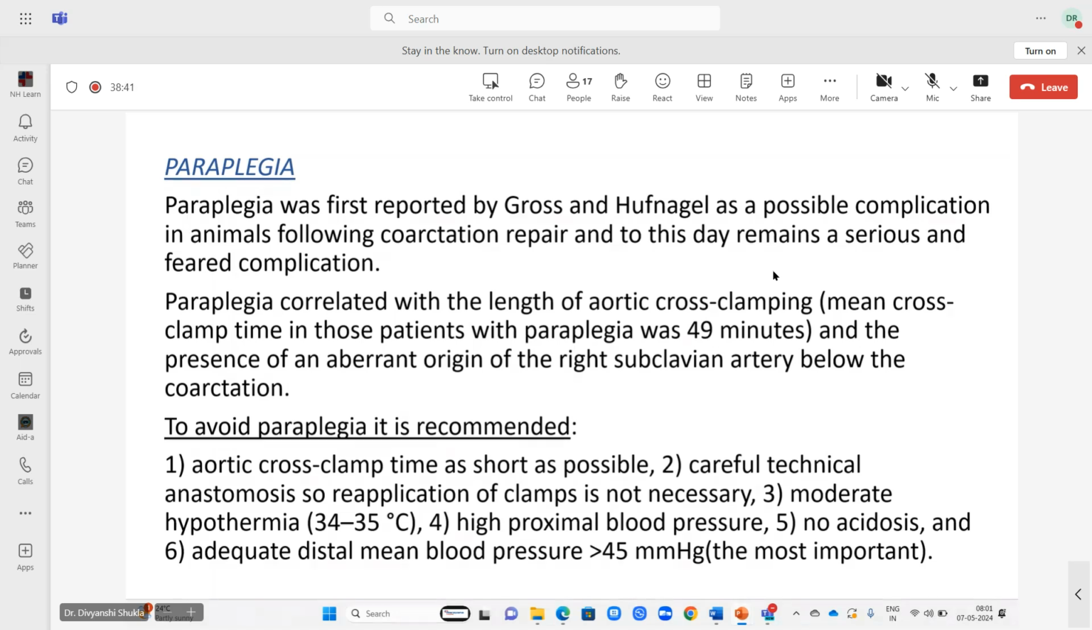So, to avoid paraplegia, it is recommended that cross-clamp time should be as short as possible, with careful technical anastomosis so that there should not be any reapplication needed. Moderate hypothermia, 34 to 35 degrees Celsius, high proximal blood pressure, no acidosis, and adequate distal mean blood pressure, which should be more than 45, are the most important.